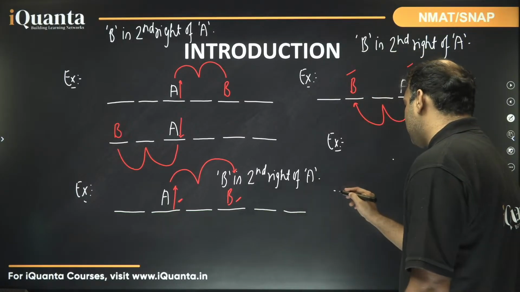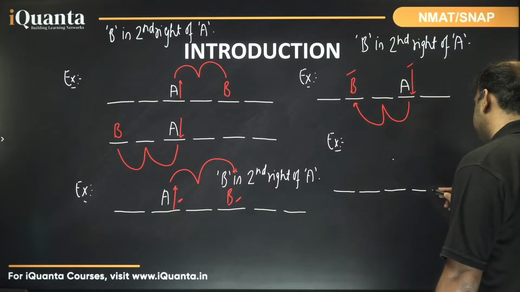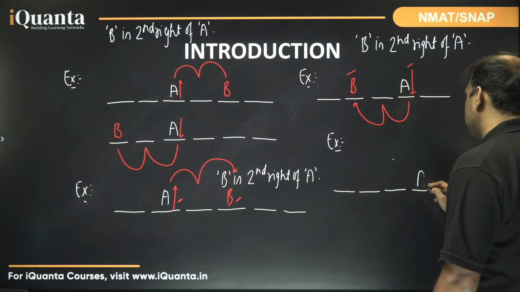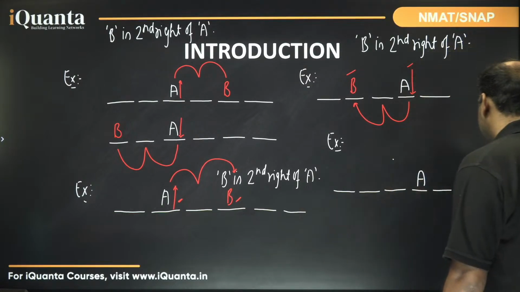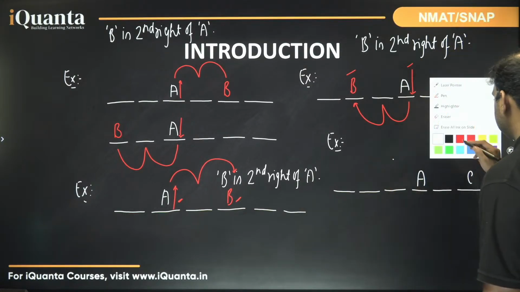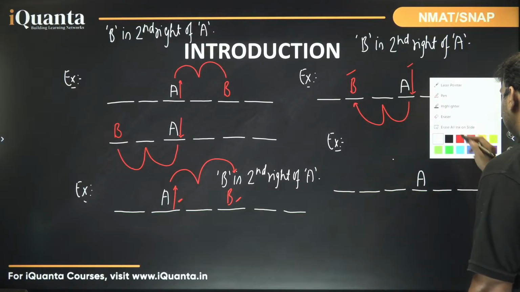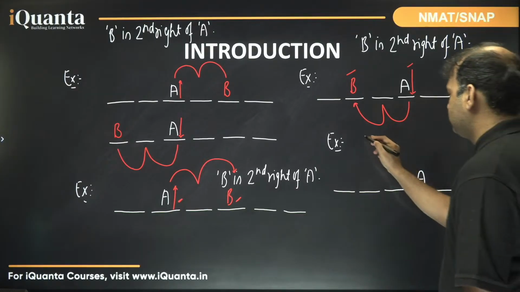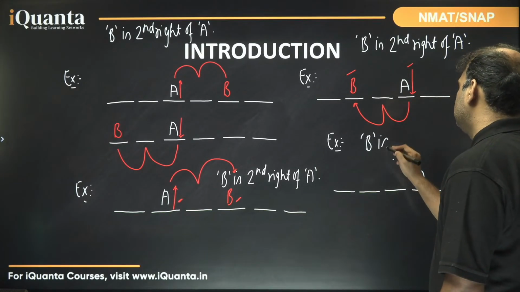Now let's say we have an arrangement like this. Let's say A is here, guys, and let's say C is already here. Now we are given a similar point, similar information that B is second right of A.